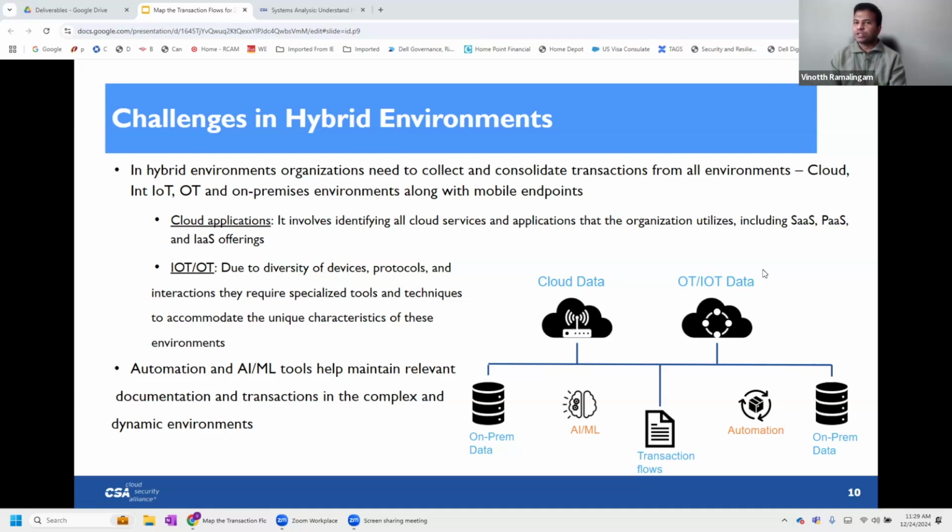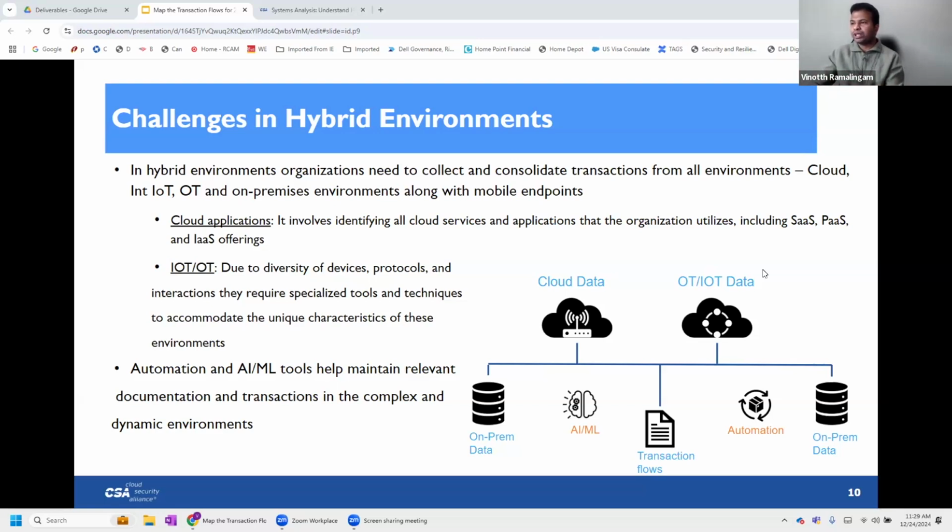So what we have seen is that organizations are moving more and more into hybrid environments, which is inevitable. They have their on-premise environment, cloud environment, OT and IoT environment, edge. So the applications are scattered across various regions. One of the things that people have been raising concern about is how do we collect and consolidate the transactions from this hybrid environment?